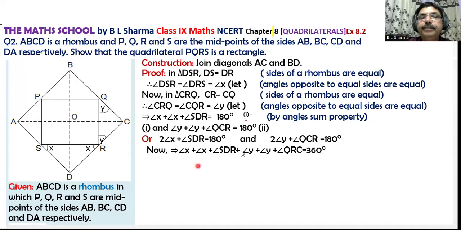इनका सम 180 डिग्री है, इनका सम 180 डिग्री है. 180 प्लस 180, 360. ऐड करिएगा, twice of x plus twice of y plus SDR plus QRC, that is 360 degrees. But angle SDR, as I told you, what is their sum? This plus this is 180 degrees. So in place of angle SDR plus angle QRC, we can put 180 degrees.